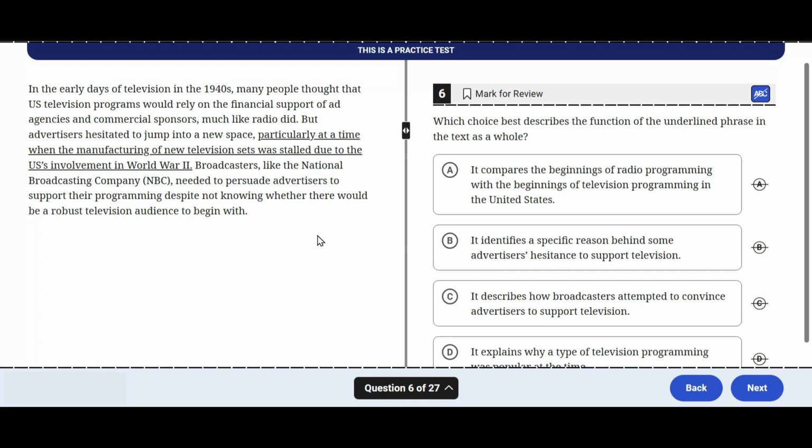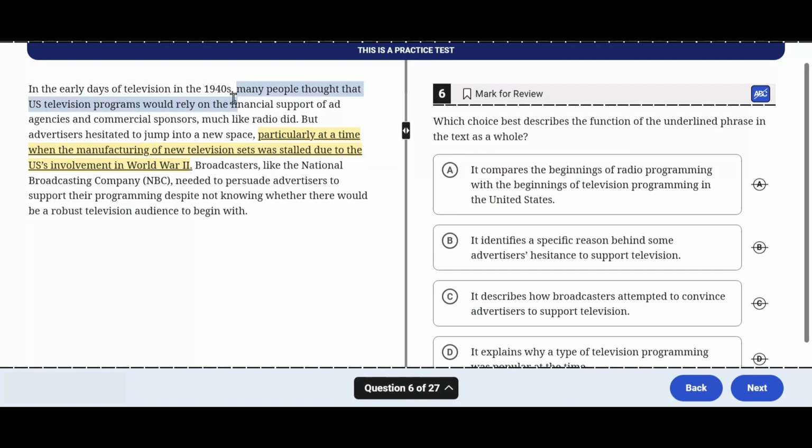The advertisers hesitated to jump into a new space, particularly at a time when the manufacturing of new television sets was stalled due to the U.S. involvement in World War II. Broadcasters like the National Broadcasting Company needed to persuade advertisers to support their programming despite not knowing whether there would be a robust television audience to begin with. Okay, so it's talking about the general idea in this passage.